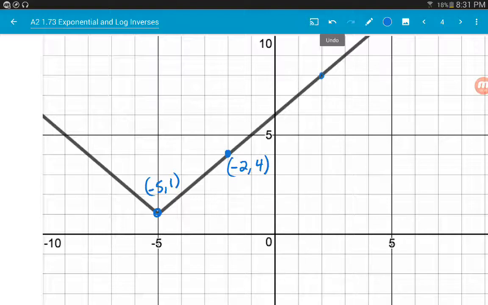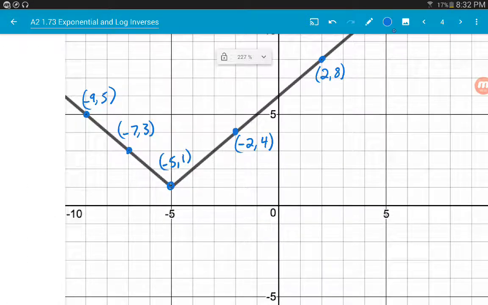And let's pick one like up here. This is going to be 2, 1, 2, 3, 4, 5, 6, 7, 8. So this point is 2, 8. On the left side of the vertex down here, I'll pick this point, which is negative 7, 3. And I'll pick this one up here, which is negative 9, comma 5.